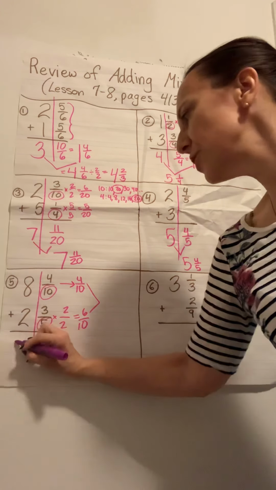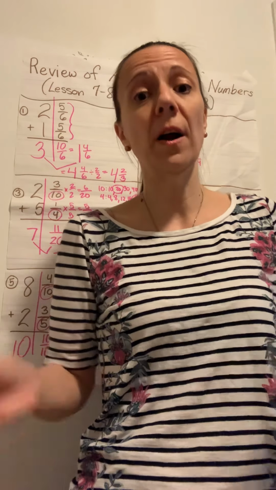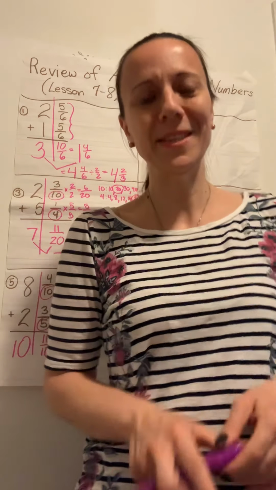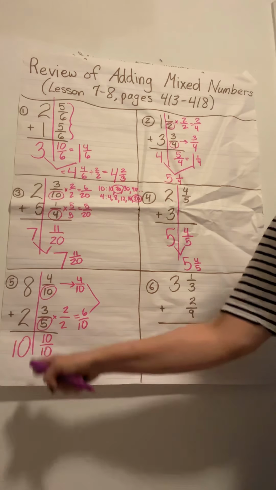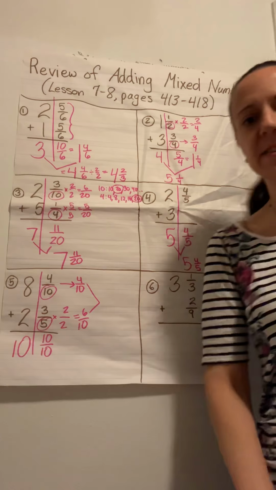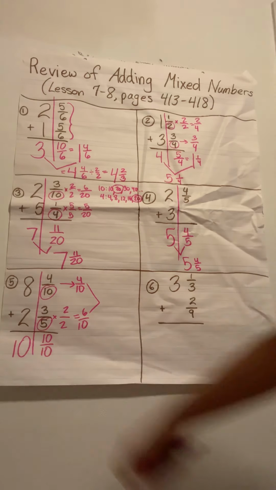And I add 8 and 2 together and I come up with 10. Well, that is the weirdest looking answer we may have gotten so far, 10 and 10 tenths. But what does it mean? This has to be changed. This is not a fraction less than 1. It's also not really an improper fraction. What it is is 1 whole.